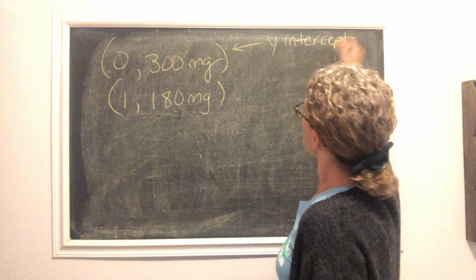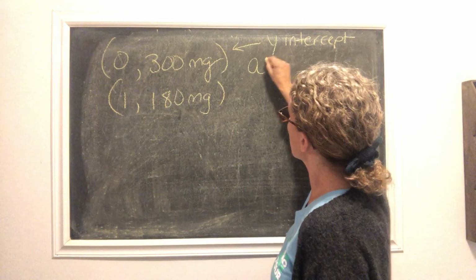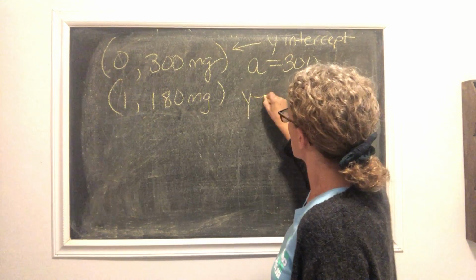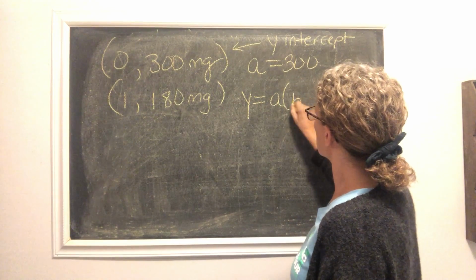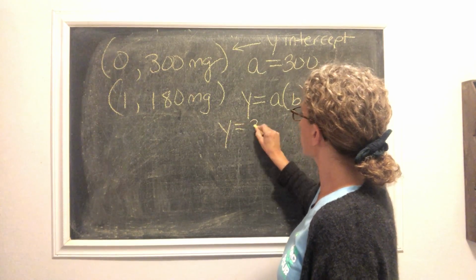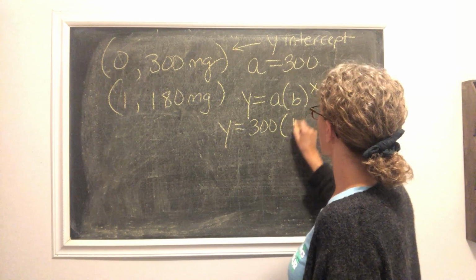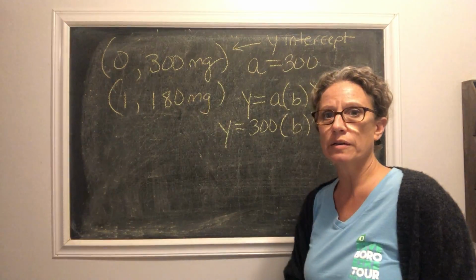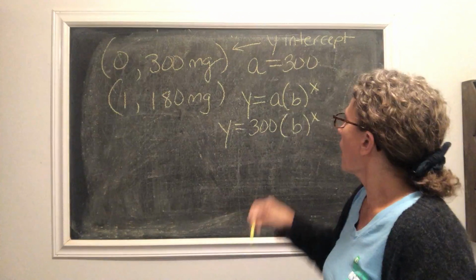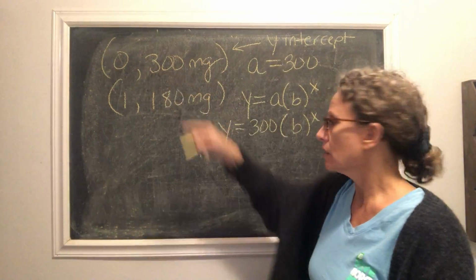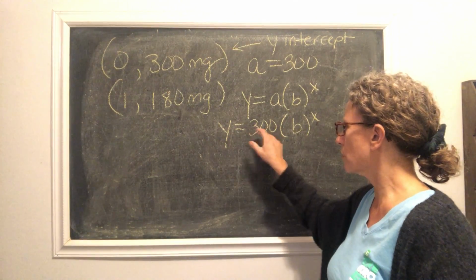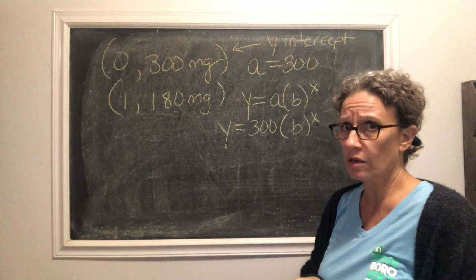And your y-intercept is the value a in the function y equals a times b to the x. Your starting amount is a. So y equals 300 b to the x. Now to write the equation, I need to figure out what b equals. I can't use the same point again, because if I say b to the 0 is 1, 300 equals 300, doesn't tell me what b equals.